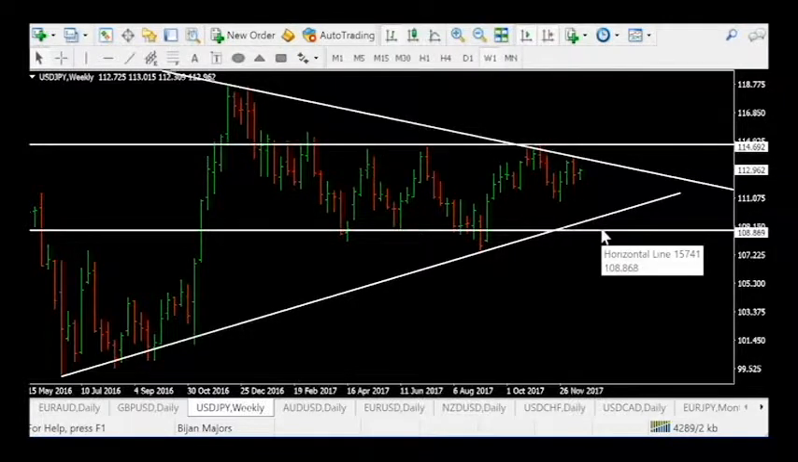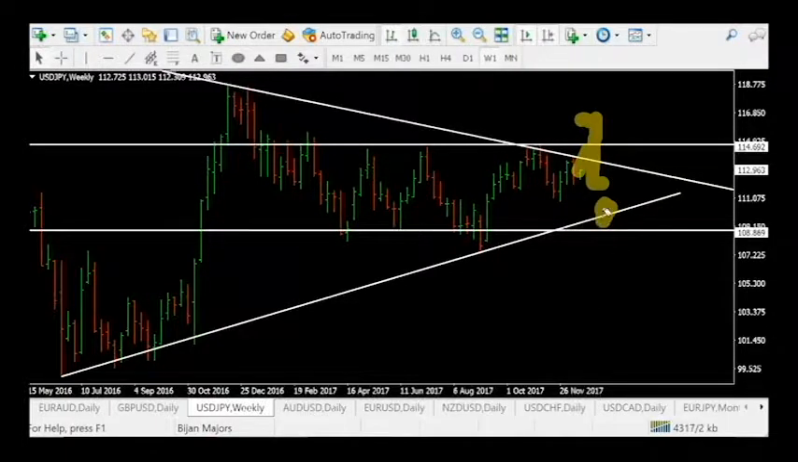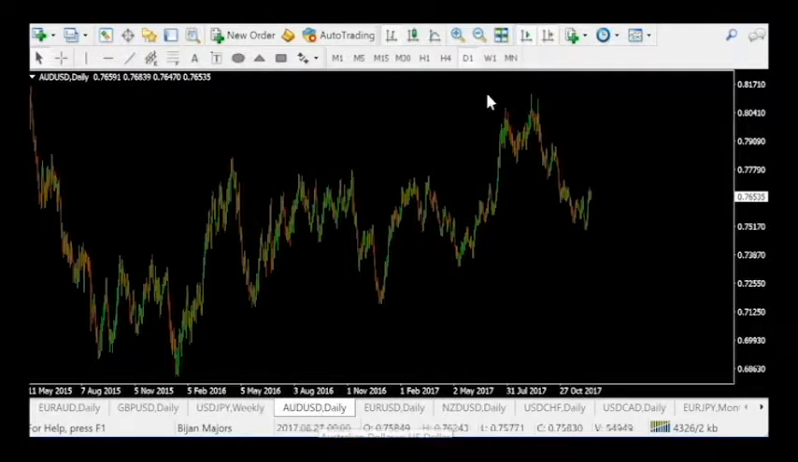As I said, the only thing I'm watching is if the price goes up and then gives me a strong bearish engulfing, then I will be happy to trade it down to this line. Otherwise, at the moment we're just doing nothing. Stay on the side. All right, good. Let's just move on to the Aussie dollar.